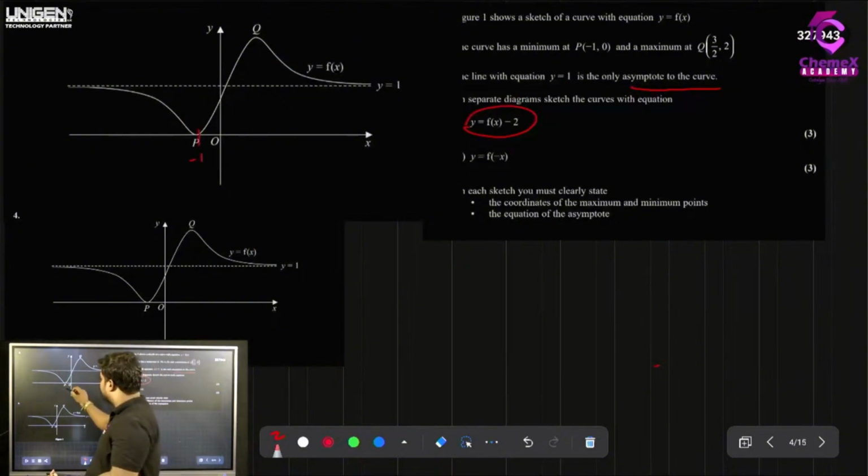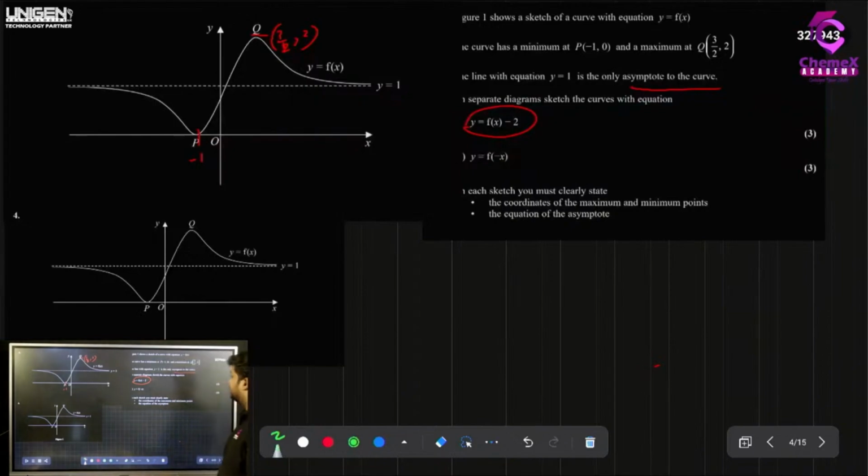This is going to be -1. This is going to be (3/2, 2). So how do you do? Any suggestion? f(x) minus 2 means it will shift downwards by 2 units. Yes, downwards, you subtract 2 units. So what's going to happen to the asymptote y equals 1? The y value will become -1, so the asymptote will go from here.